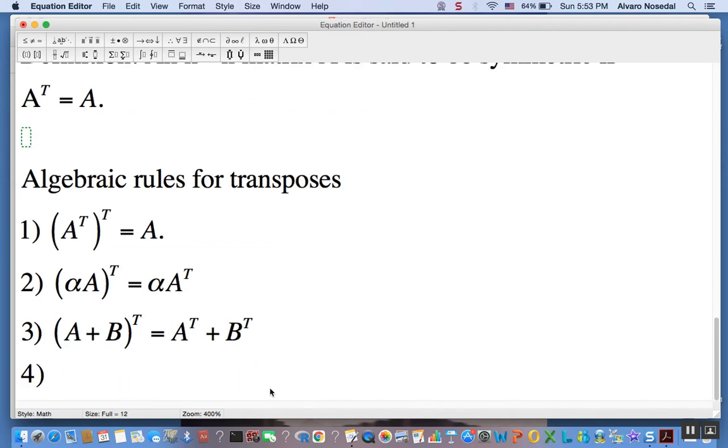Number four. Now, if instead of the sum of two matrices, we have the product of two matrices, and we want to find the transpose of that product, well, AB the whole thing transpose happens to be the same as B transpose times A transpose. Okay?